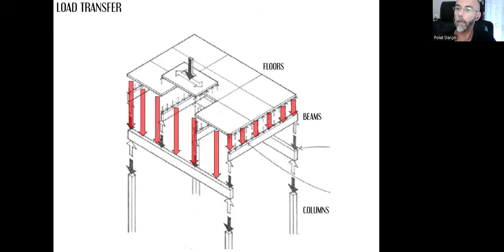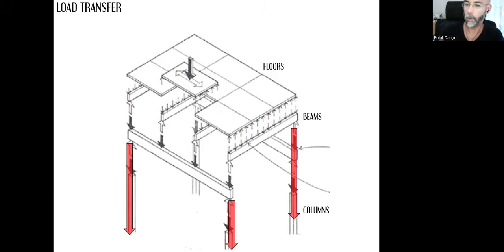Floor body is the first component that meets all these loads, and they need to transfer them to these horizontal lines, which we call beams. And beams, each one of them, will transfer their loads down to columns on their ends vertically.